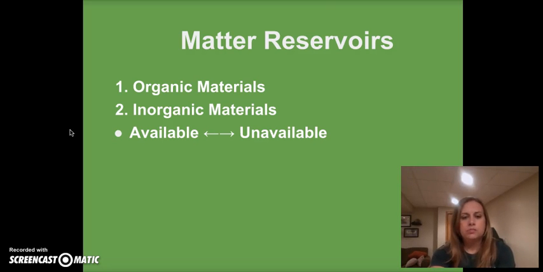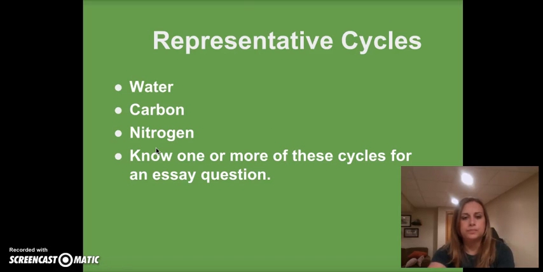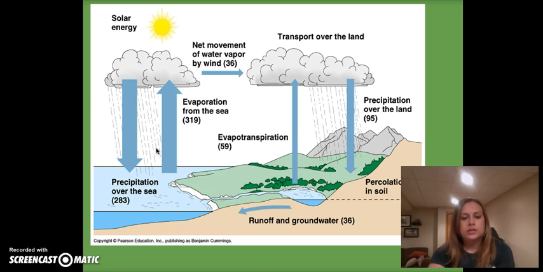But understand that you have certain matter reservoirs within an ecosystem. And those are going to be areas where you hold organic and inorganic materials, and they kind of switch back and forth between being available for use and then unavailable. So living things hold on to materials, and at that point they're unavailable for use. But when living things die and they decompose, those materials become available again within the soil. So a few of the biogeochemical cycles that you guys have studied before would be water, carbon, and nitrogen. And you guys should know at least one of these really, really well in case it shows up on an essay question.